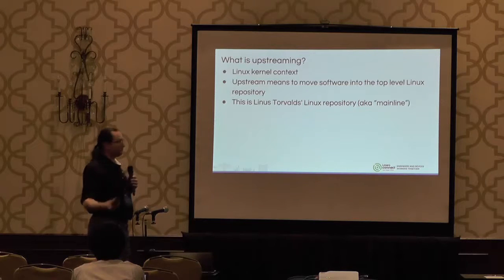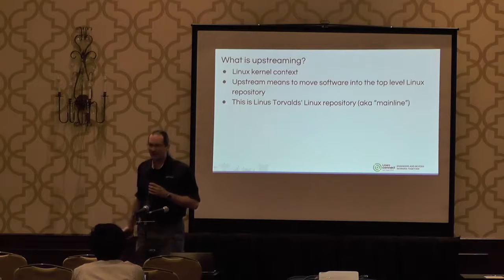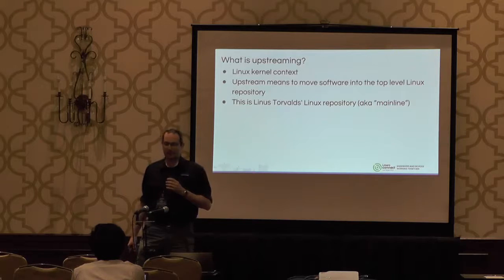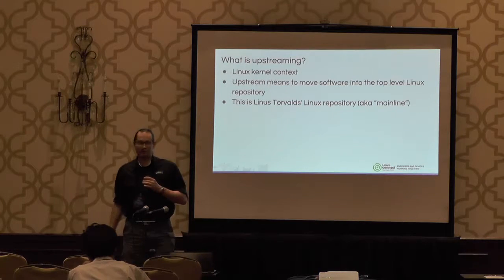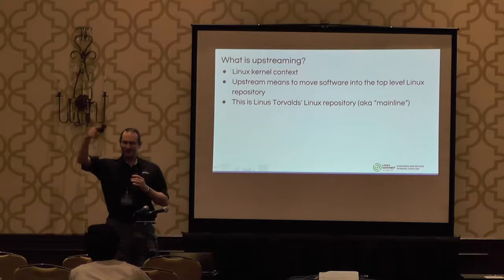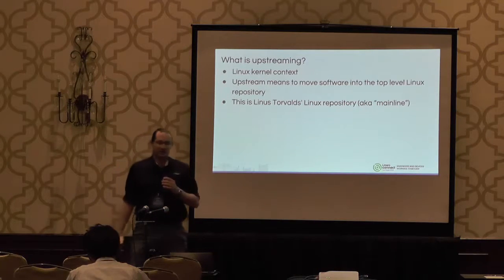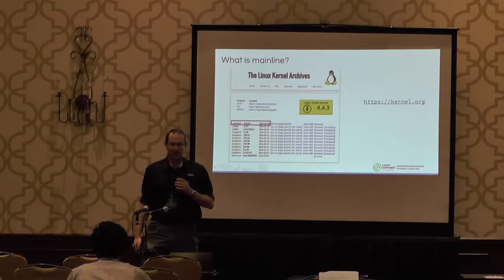So again, upstreaming for the Linux kernel means moving software to the top-level Linux repository, which is the one that is managed by Linus Torvalds. One of the curious things about it is it's surprisingly hard to find. If you go onto git.kernel.org, you actually have to search for Torvalds as the name and scroll down until you find the Git repository, because it's not highlighted any differently to any other kernel maintainer's repository. So that's where you're going, and that's the repository that matters. That's the one that we call mainline and what we're heading for.